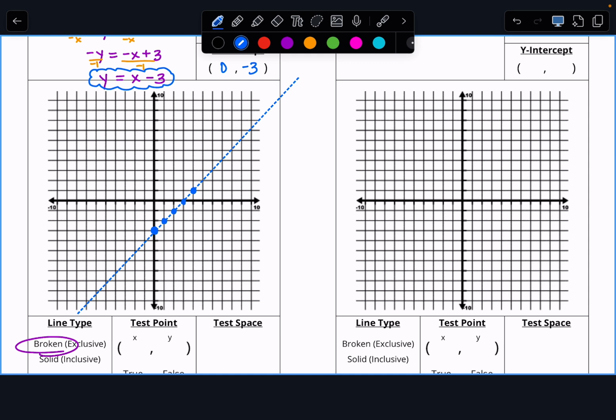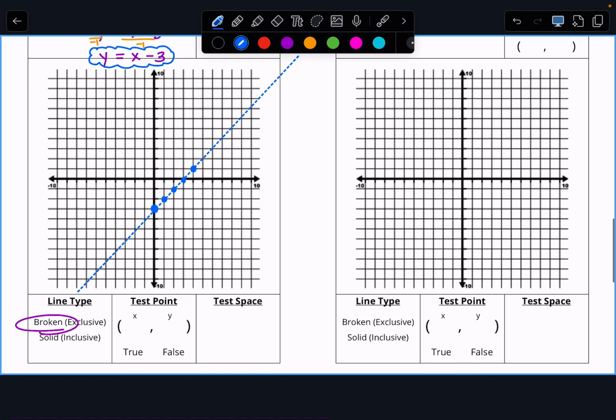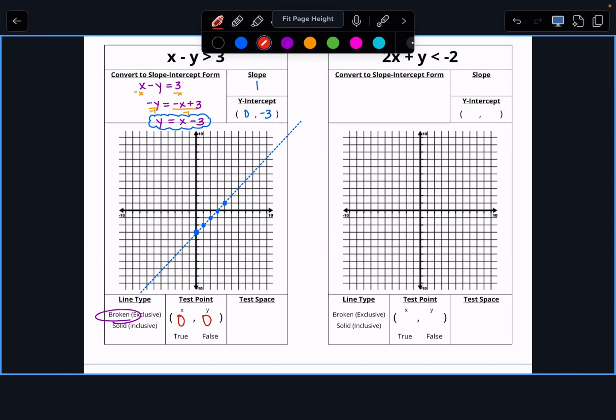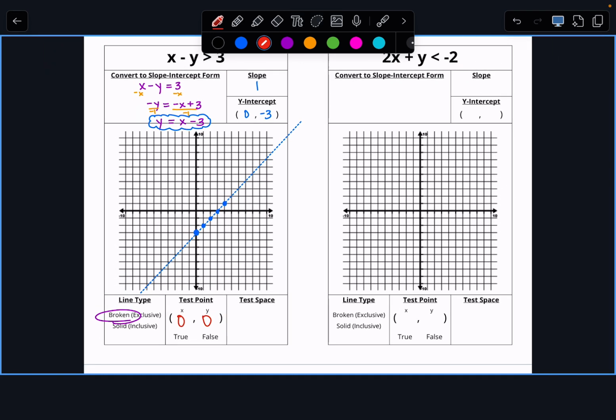Okay, let's pick a point. 0, 0. Is 0, 0 an acceptable point to pick? Yes, because it's not on the line. You could not pick 3, 0 because it's on the line. Let's pick 0, 0. So is x minus y greater than 3? Is that true? No.